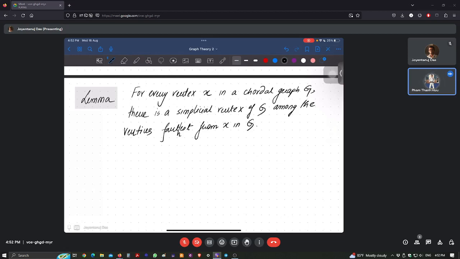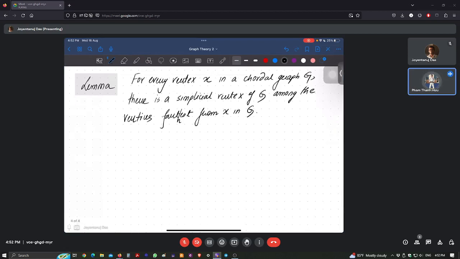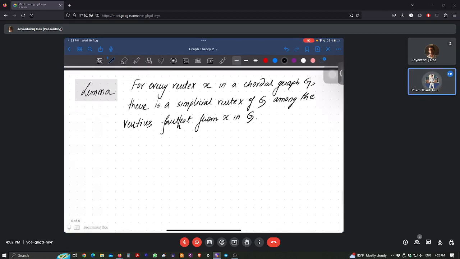Right, so let us see the proof. We conclude that there is a simplicial vertex among the vertices farthest from x. So it is farthest in the distance notion, it should be among the farthest vertices from that particular vertex x.